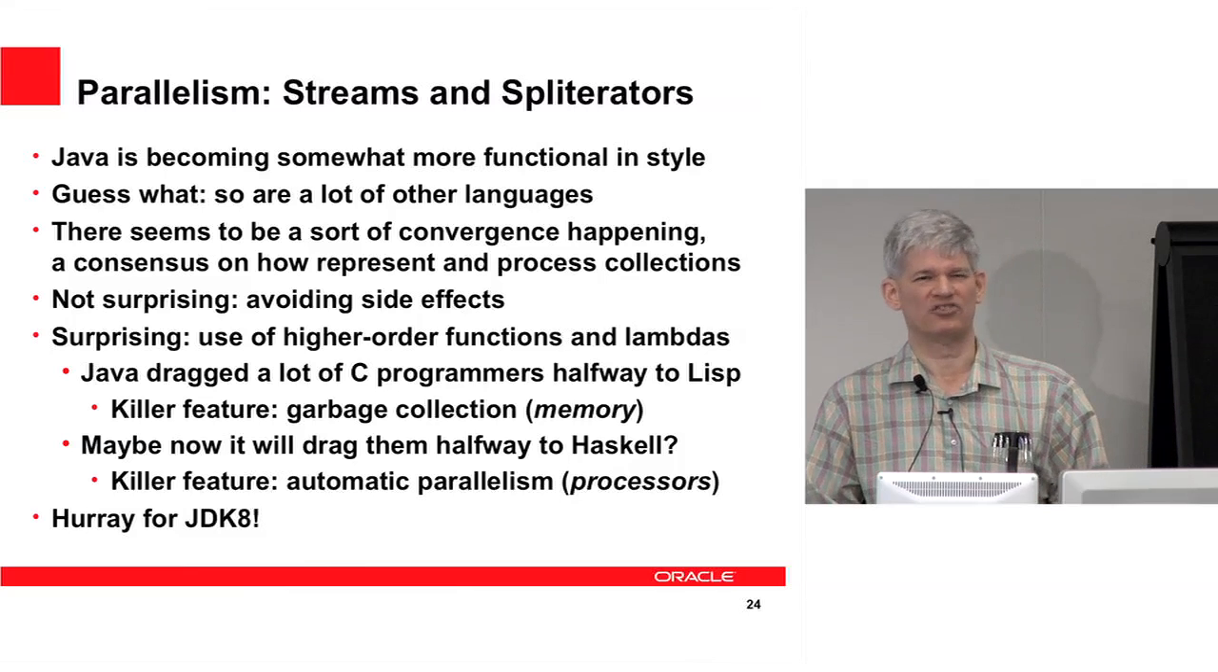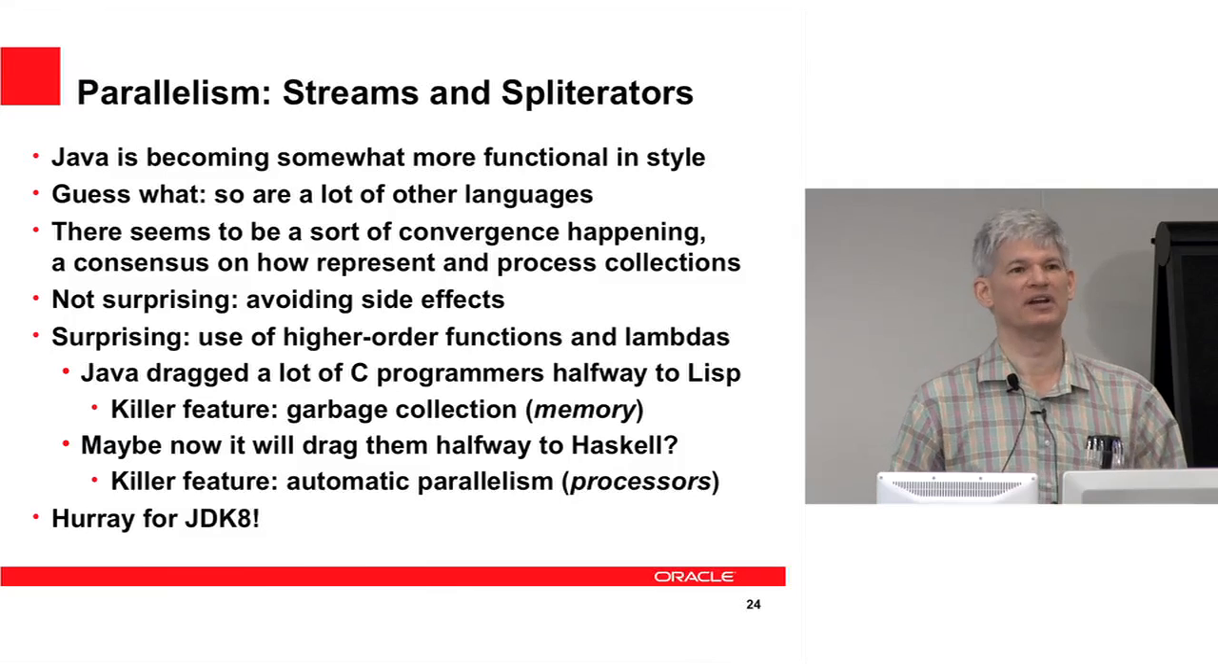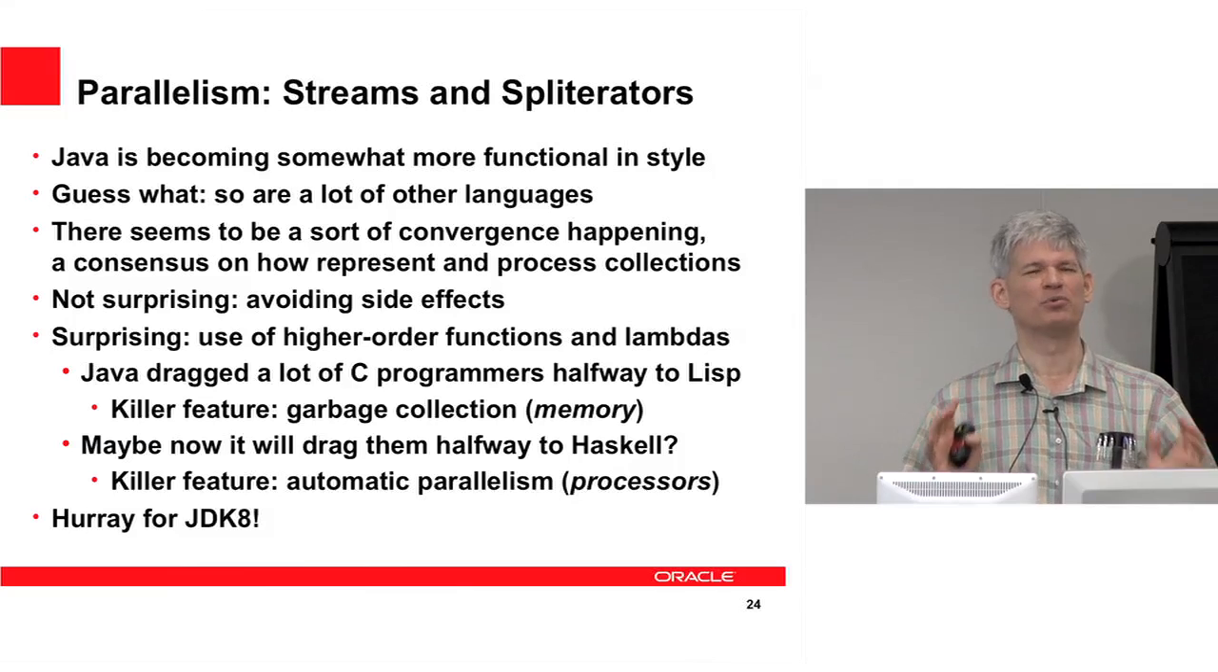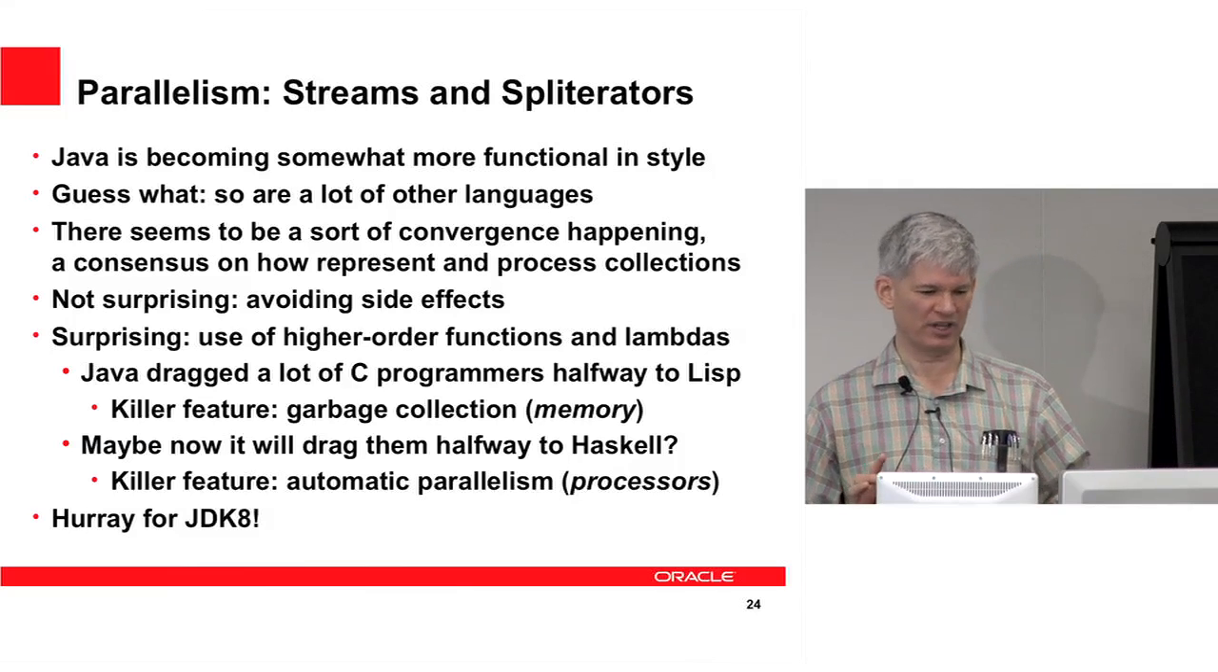In order to support the garbage collection, you had to do things like check the null pointer dereferences. You had to bounds check the arrays. And you had to have a good type system, things like that. But the killer feature was the garbage collection, which freed the programmer from the burden of allocating memory.